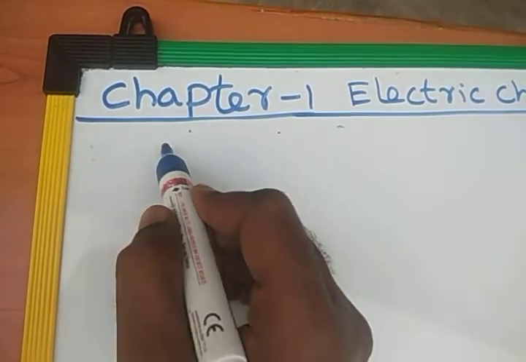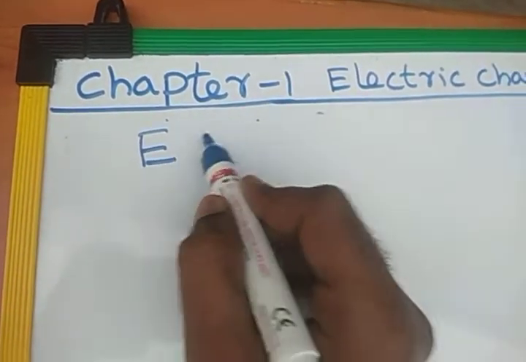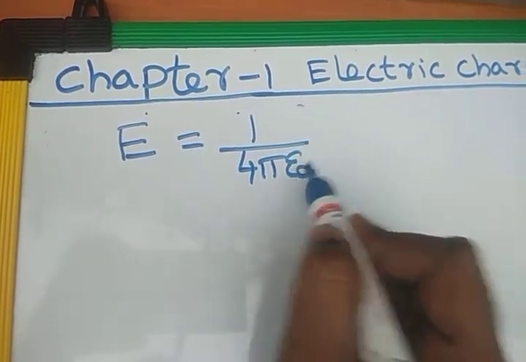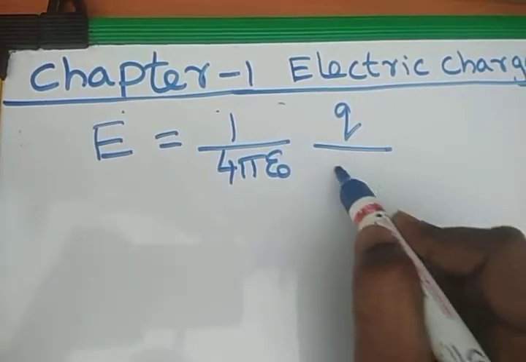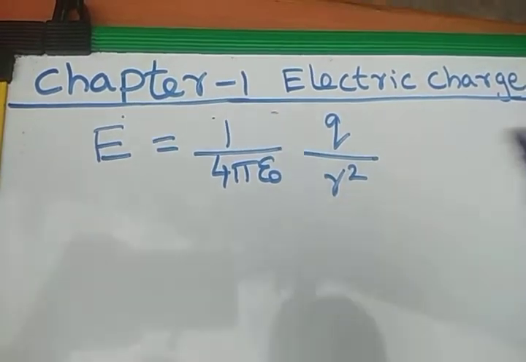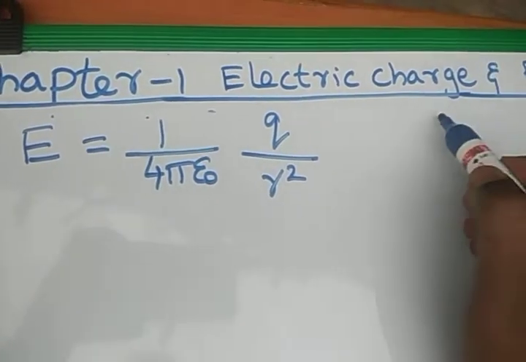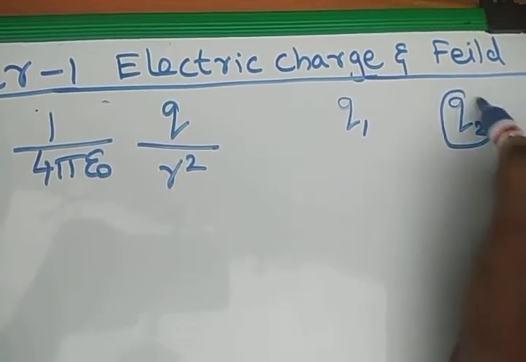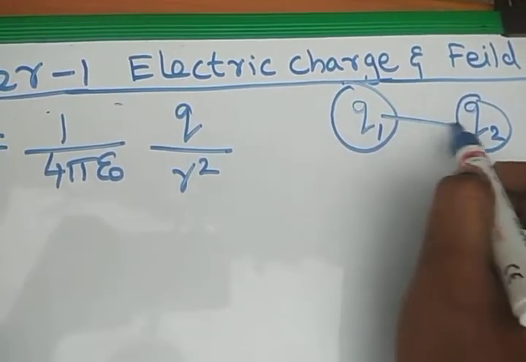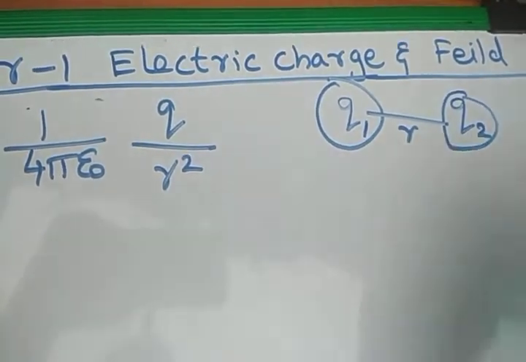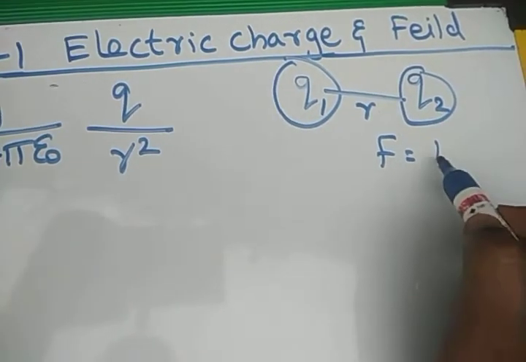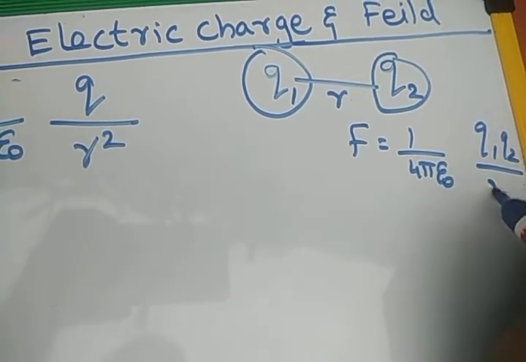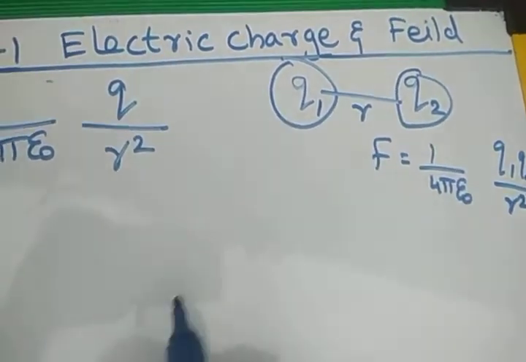Next, we derive the expression for the electric field: E is equal to 1 by 4 pi epsilon naught, Q by R squared. Here in Coulomb's force, R is the distance between the two static charges Q1 and Q2. That is, F is equal to 1 by 4 pi epsilon naught, Q1 Q2 by R squared. This R is the distance between these two charges.